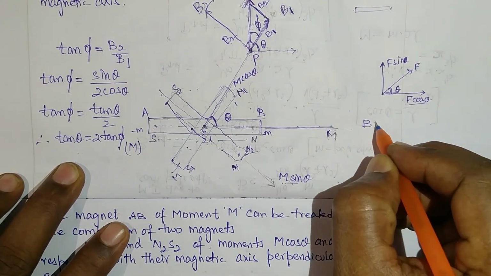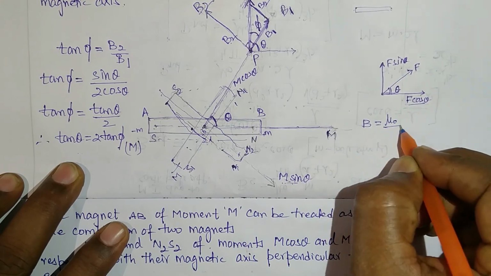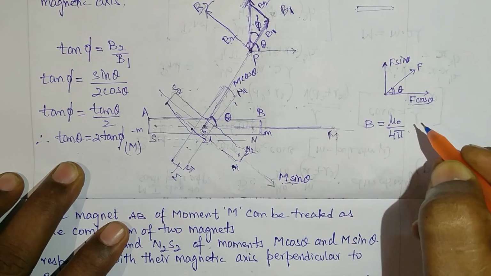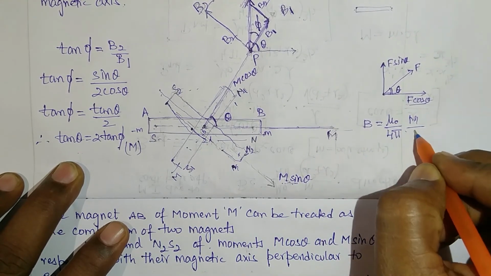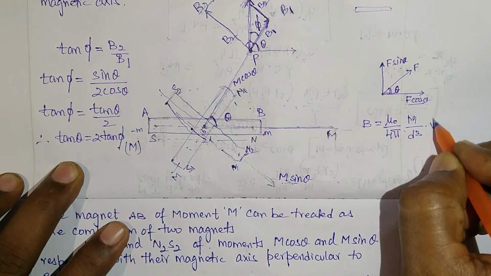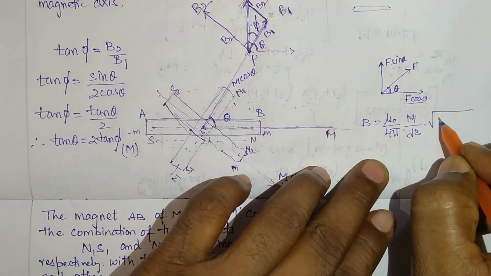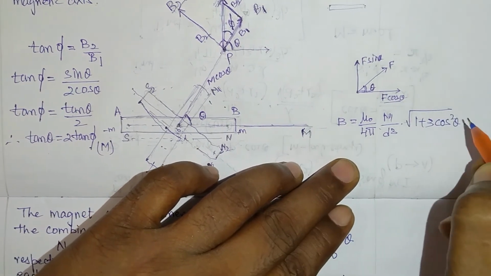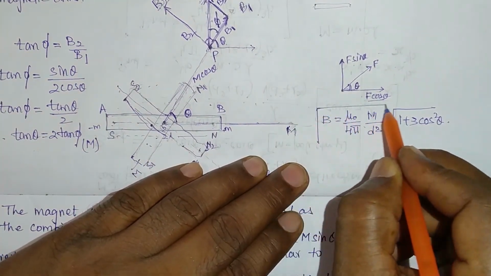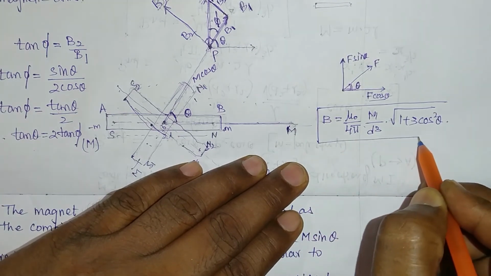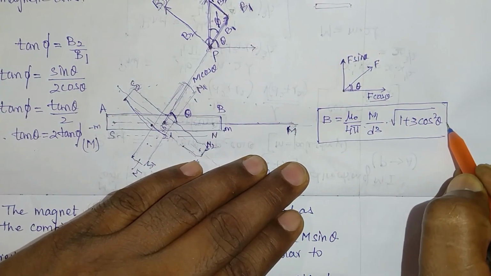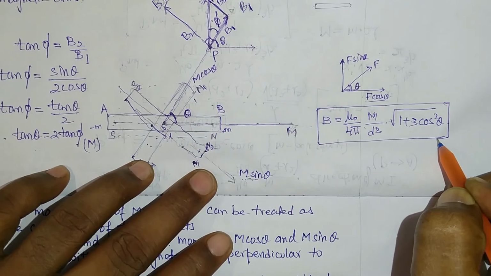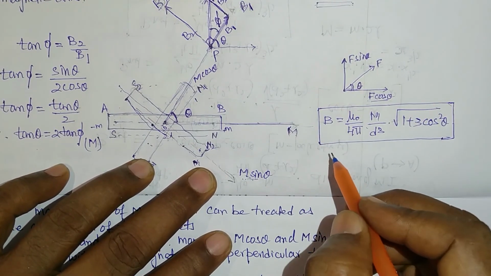how much? B is equal to mu naught by 4 pi m by d cube into square root of 1 plus 3 cos square theta. So this is the formula to calculate the magnetic induction at a point due to a magnetic dipole. Now we studied earlier two cases.